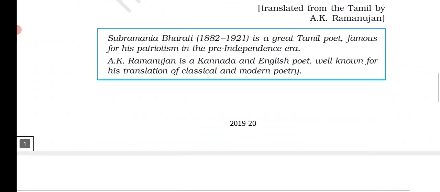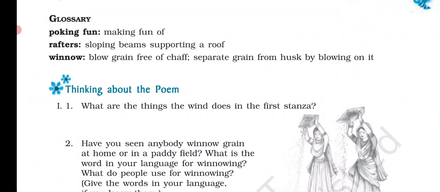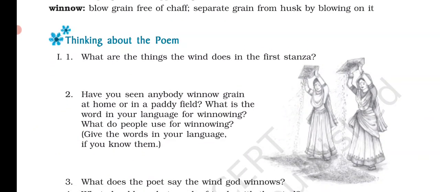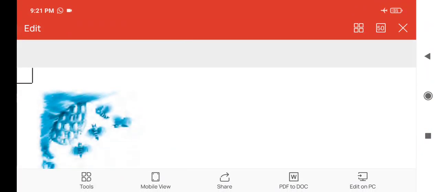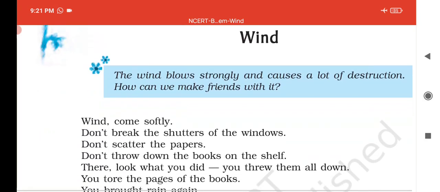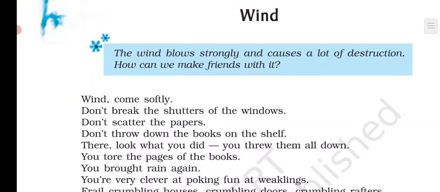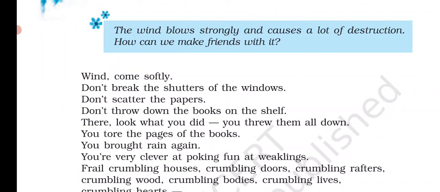So that's all we have in this poem, children. And these are the few word meanings we have already discussed. You are supposed to do it. So what are the things the wind does in the first stanza? It's very simple. Let's discuss, because this is a very short poem. I don't think we need one more video. We won't be making one more video on this poem, because it's a very short poem, and I have already explained everything, from poetic devices to the explanation and the hidden meaning of the poem.